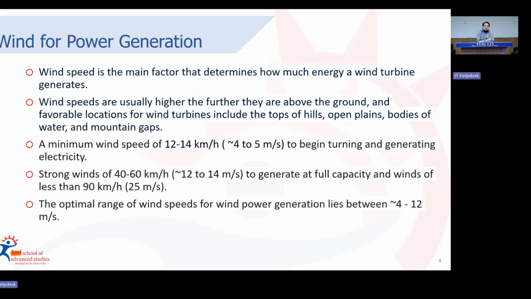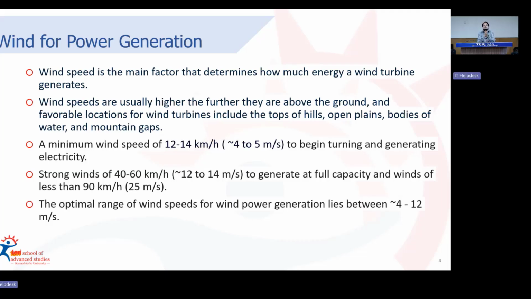And wind resource assessment, or the determination of availability of wind, is particularly important because wind speed is the main factor that determines how much energy a wind turbine can generate at a particular location. Wind speeds are usually higher the further they are above the ground. And favorable locations for wind turbines include tops of hills, open plains, bodies of water, and mountain gaps.